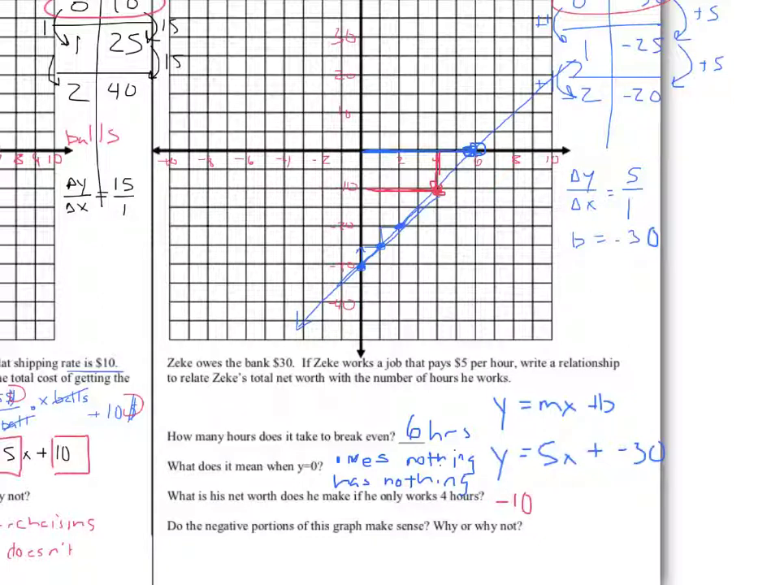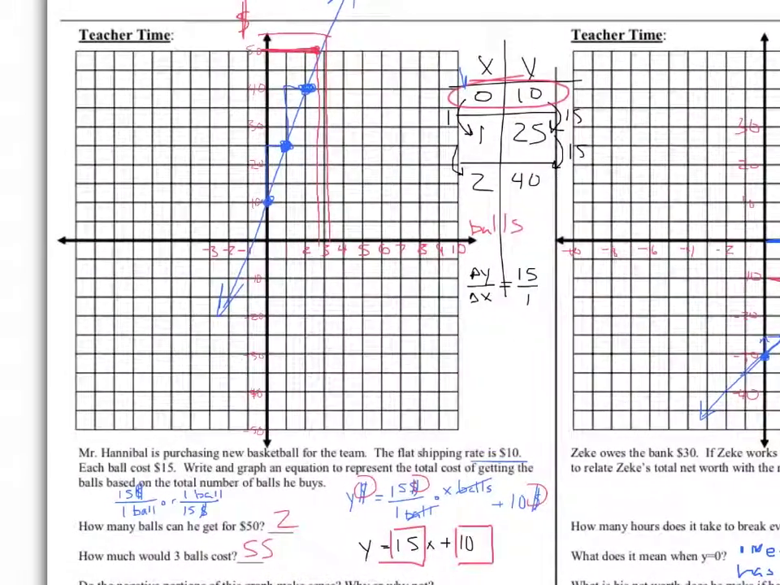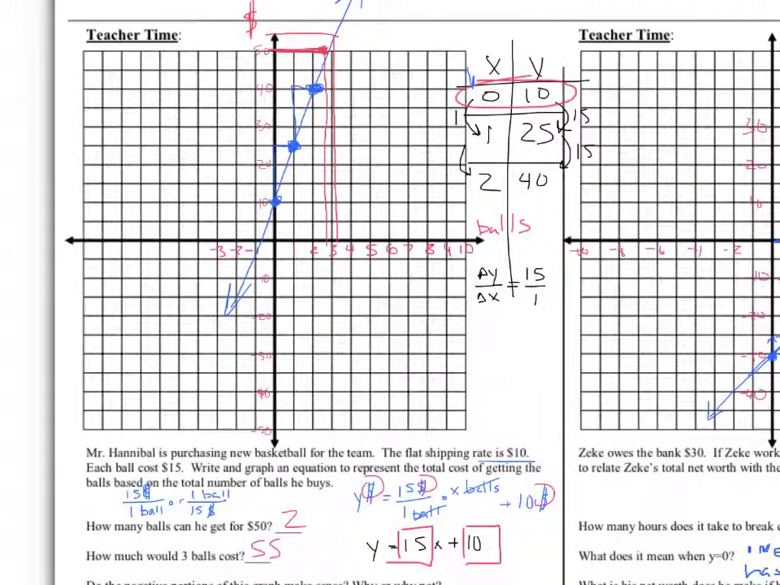Yes or no? Do the negative values make sense for this real world problem? Don't be so fast. Think about it in terms of your x's and your y's. Looking at my negative x's, this would be negative hours. In the terms of this real world problem, does it make sense that he's worked negative hours?